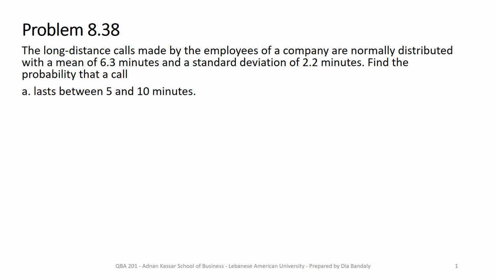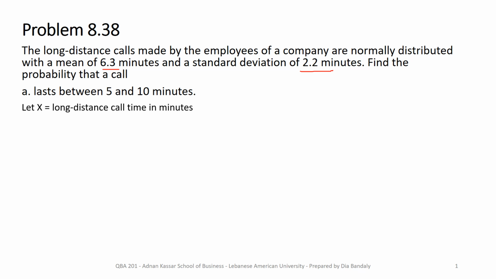So we are given that long-distance calls made by employees of a certain company are normally distributed with a mean of 6.3 minutes and standard deviation of 2.2 minutes. So obviously we're talking about the time of the calls. And we want to find the probability that a call lasts between 5 and 10 minutes. In order to make my probability statement easy, let me first define x to be the long distance call time in minutes.